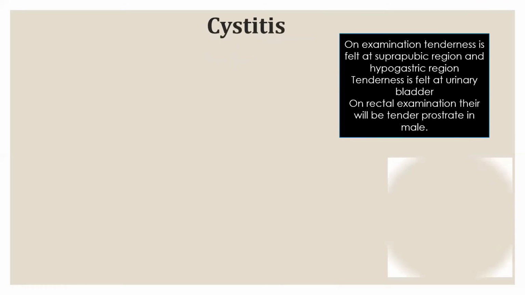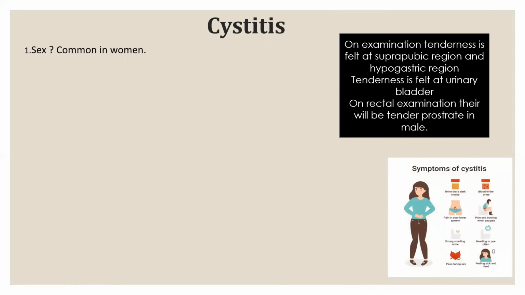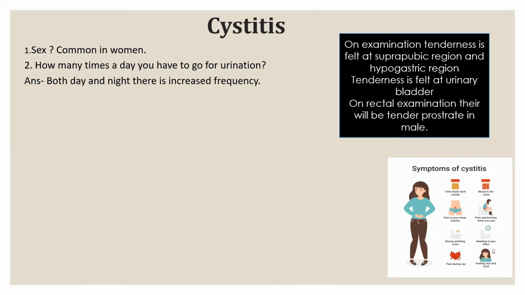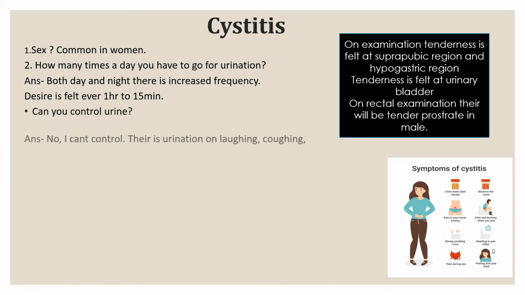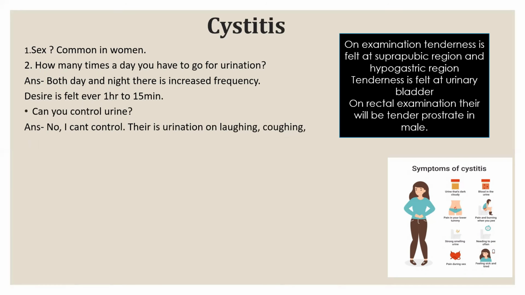Now we'll see cystitis. A sex common in women. How many times a day do you have to go for urination? Patient will say both day and night there is increased frequency of urination. Desire is felt every 1 hour to 15 minutes. Can you control urine? No, I can't control. There is urination on laughing and even on coughing, then sneezing.